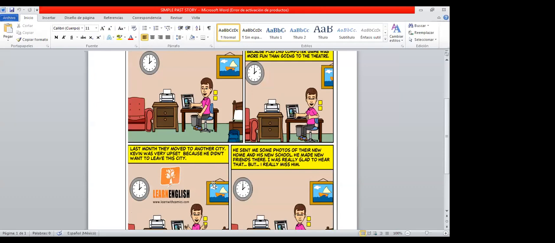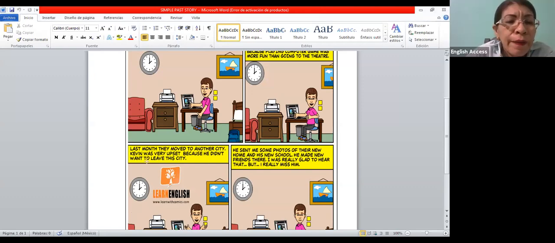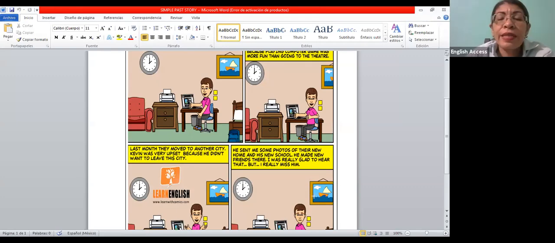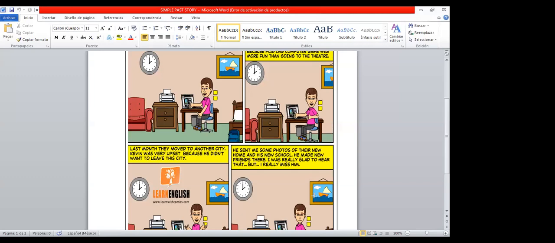Last month, they moved to another city. Kevin was very upset because he didn't want to leave this city. Okay. This verb, Omar, is they moved, okay? Move. That's the pronunciation. They moved to another city. And Abby, can you finish, please? Yes. He sent me some photos of their new home and his new school. He made new friends there. I was really glad to hear that, but I really miss him.